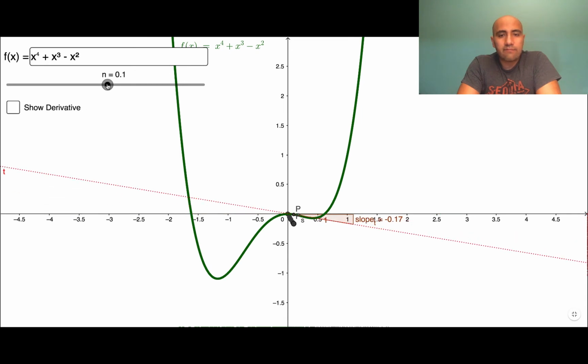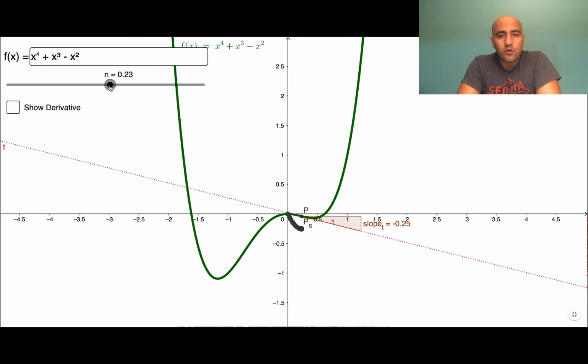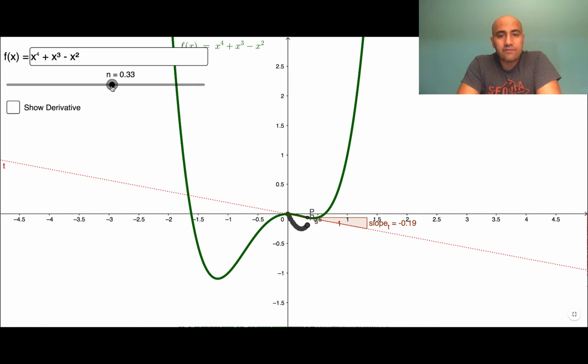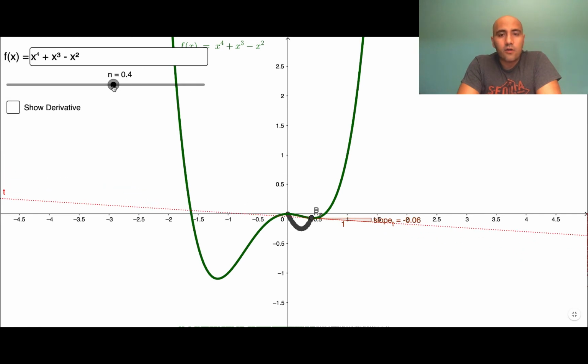A small negative, bigger negative, bigger negative, bigger negative. We achieve the biggest negative somewhere around there. And then the slope is going to become smaller and smaller negative, all the way up until we get 0, right? So somewhere around here, we will have 0 again.